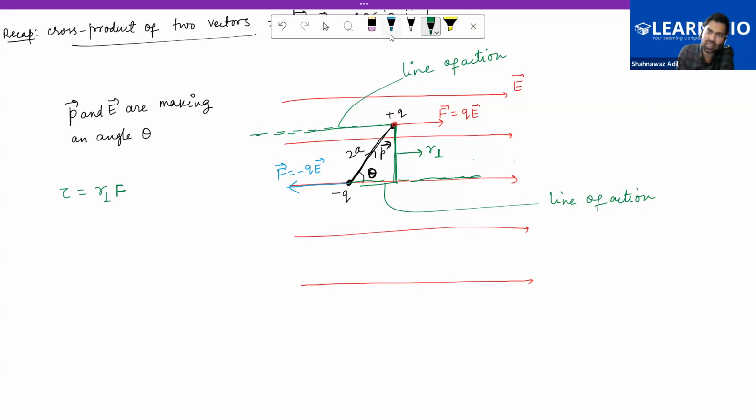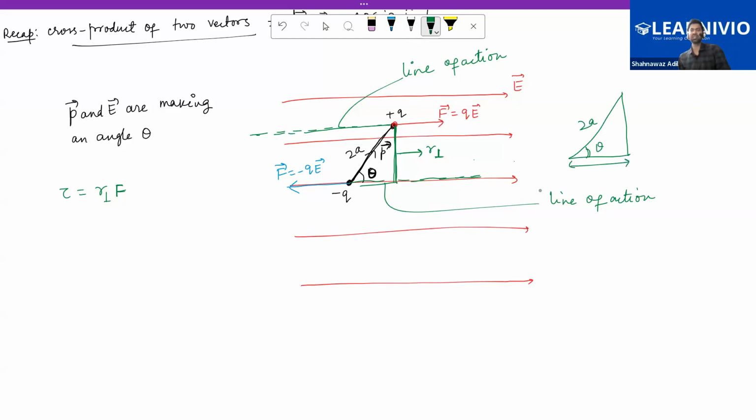Now we have to find out what this R perpendicular is. This resolution of vectors will haunt you forever, so you have to always remember this. This is 2A, this is theta. So what would be this component?